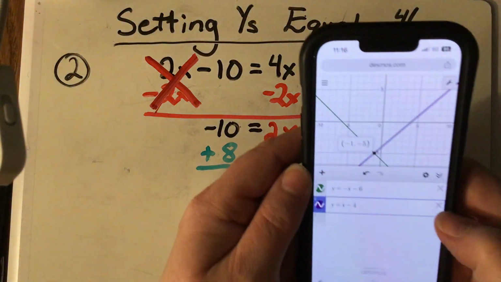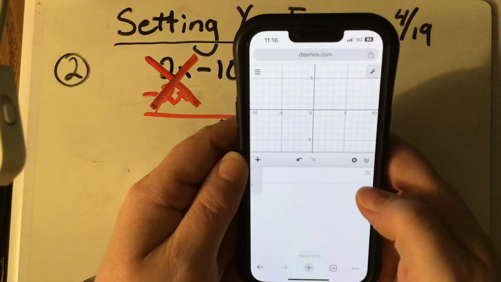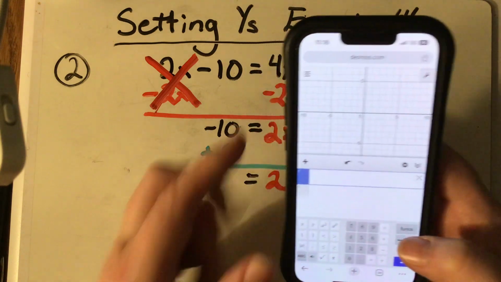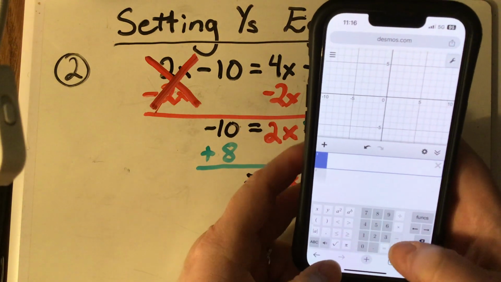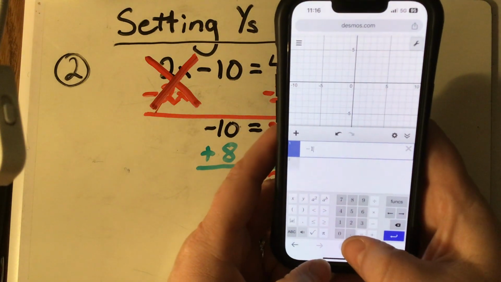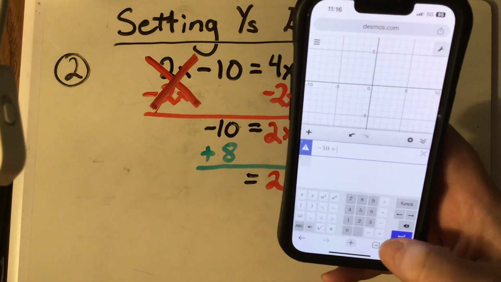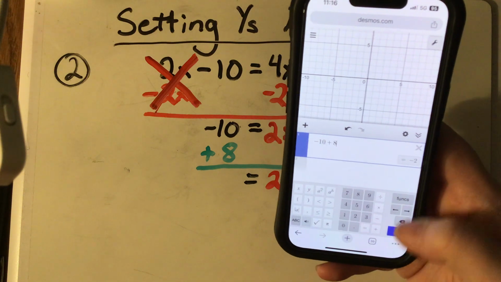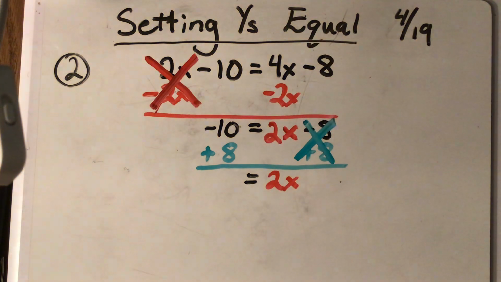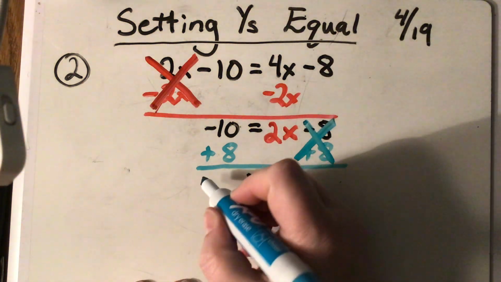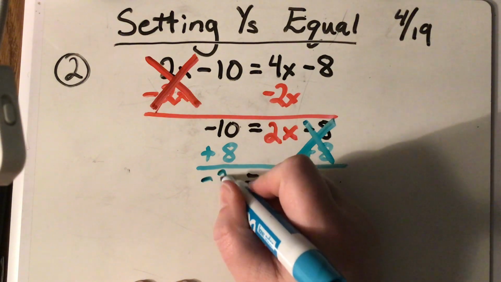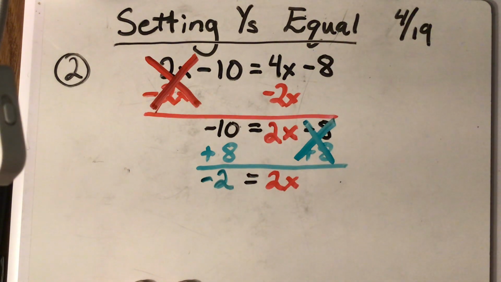All right, let's pull up Desmos. Let's get rid of our graphs here. And what did I say? Negative 10 plus 8, negative 2. All right. Negative 2. Looks pretty good.